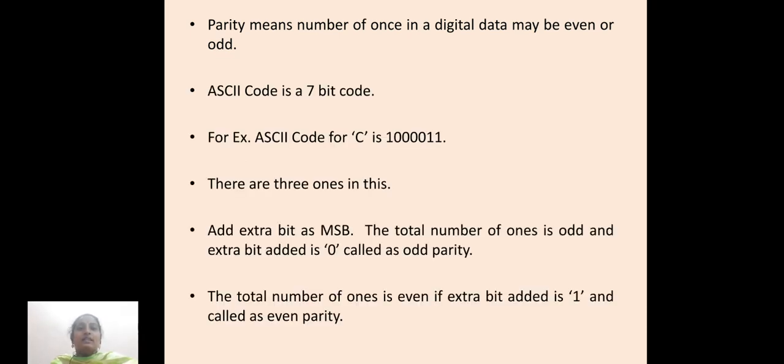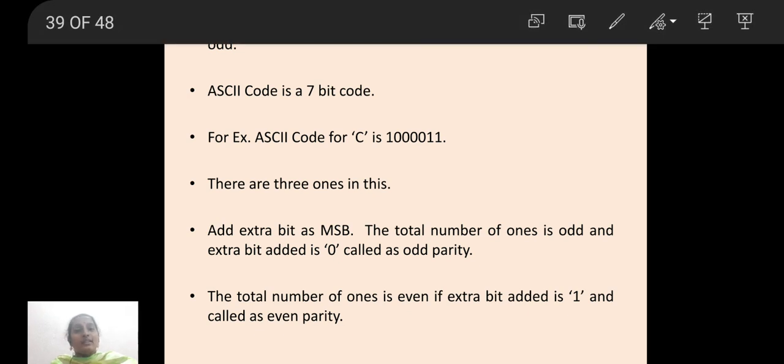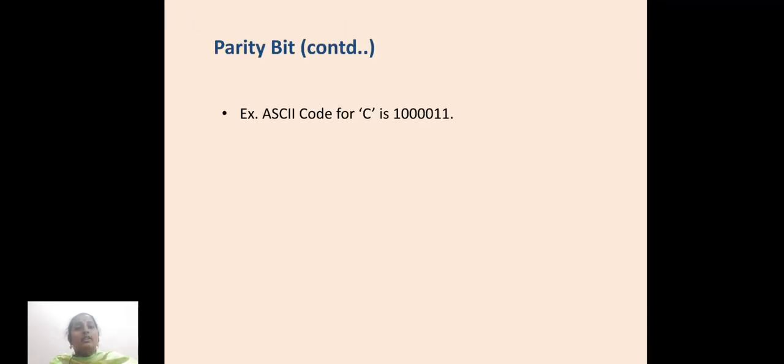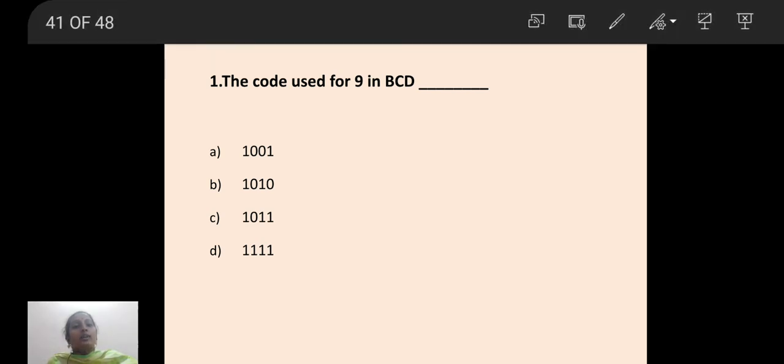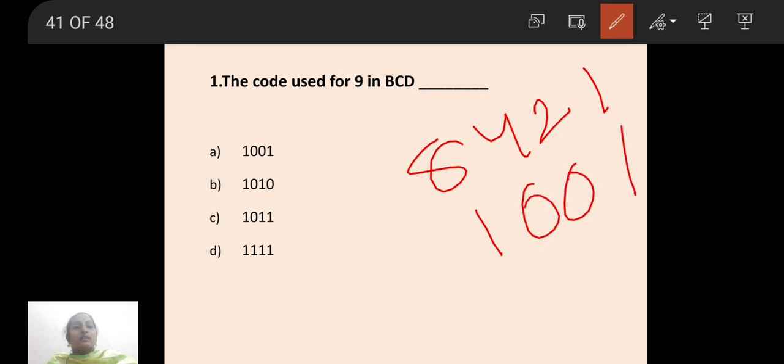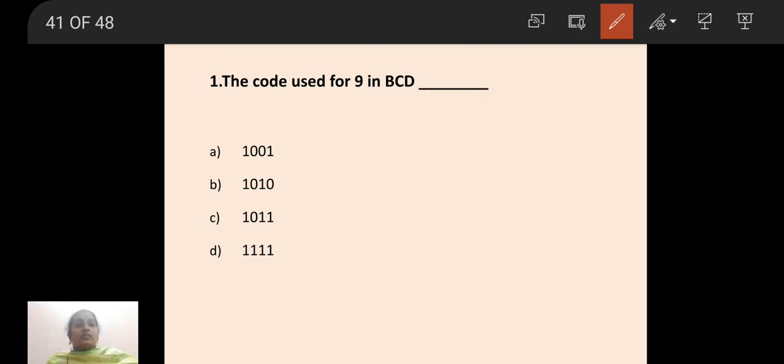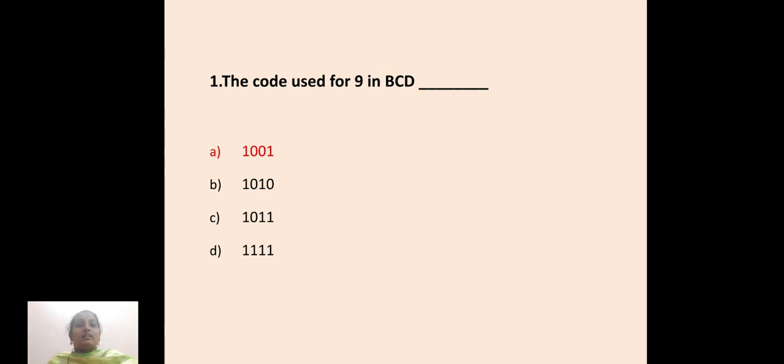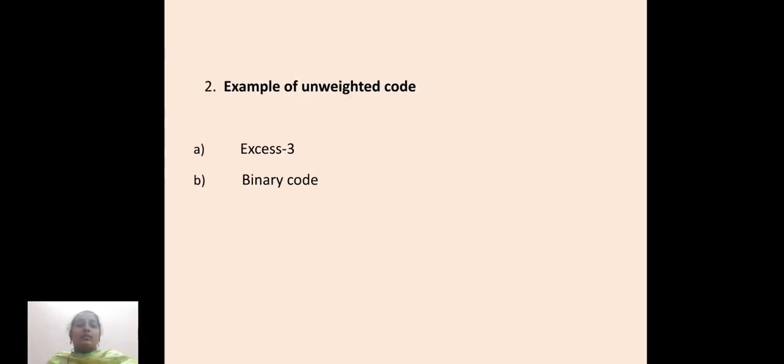Actually, ASCII is a 7-bit code, but while adding this extra parity bit, it becomes an 8-bit code. So see here, one quiz is there. The code used for 9 in BCD. So 9 means what? Using 8, 4, 2, 1, here 1 and here 1. Why? Because 8 plus 1 is equal to 9. 1, 0, 0, 1. Yes, this is the answer. Is it clear? So once we check, is it correct? Yes, it is correct.